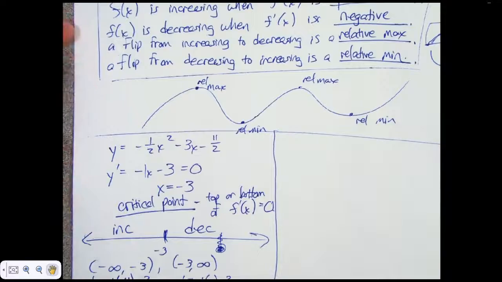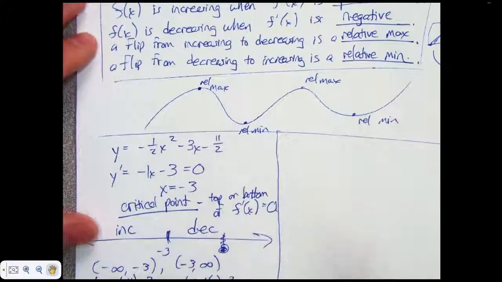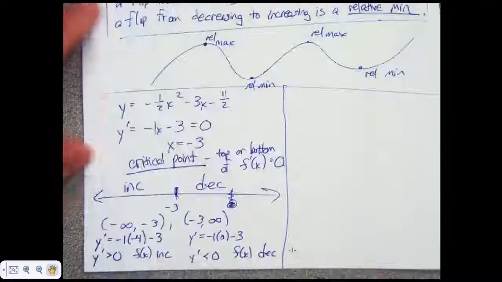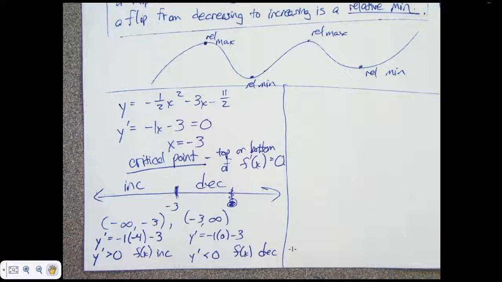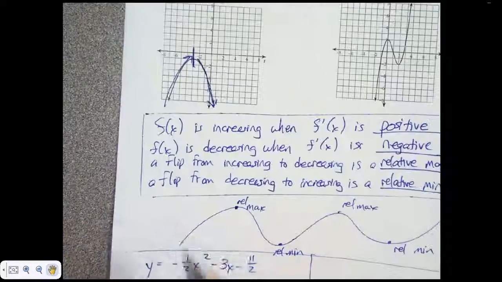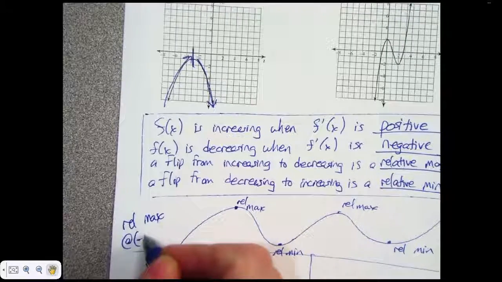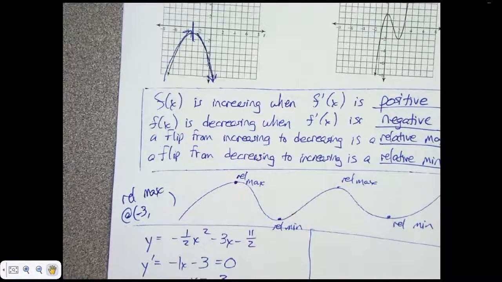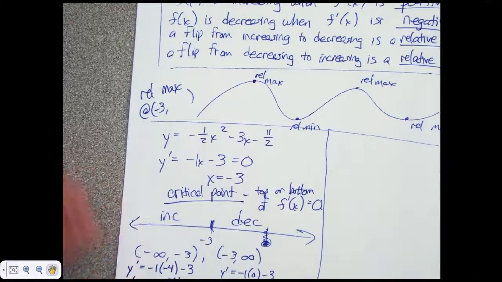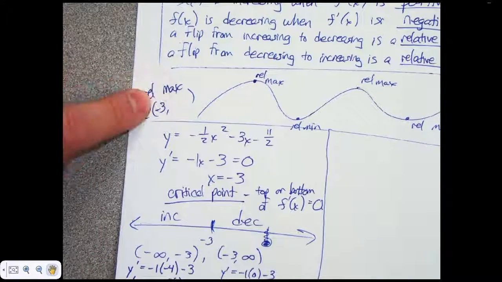That also gives us, and I'm kind of out of room here because of the notes, but if the function switched from increasing to decreasing, does that create a relative max or a relative min? It creates a relative max. So I've got a relative max at negative 3 comma, and now that's a point on the original graph.